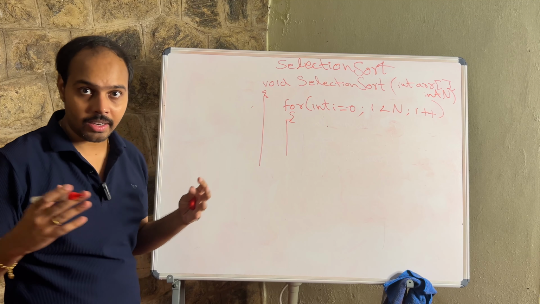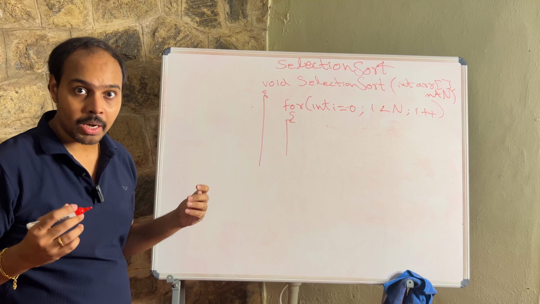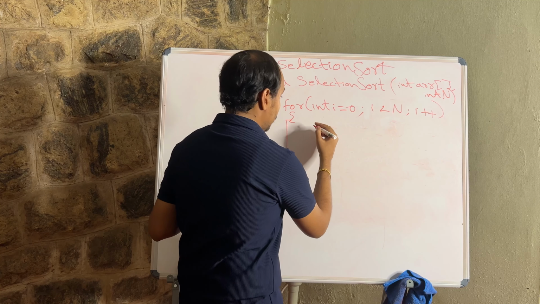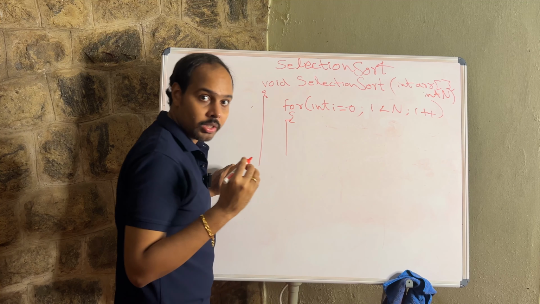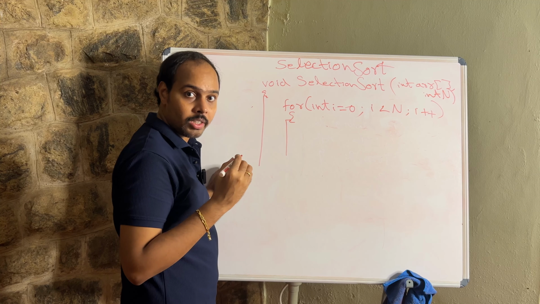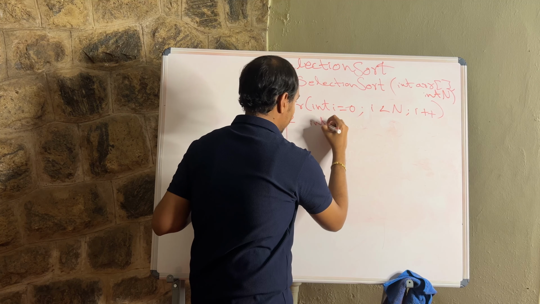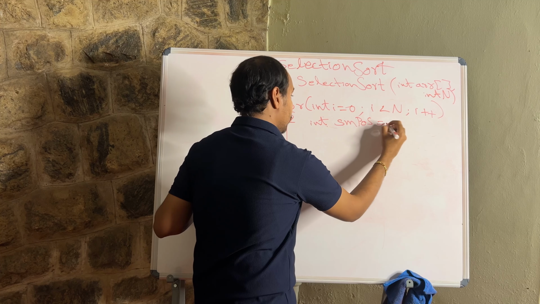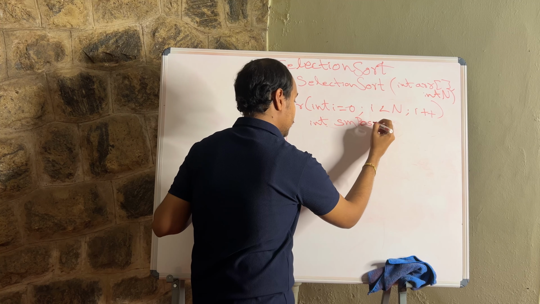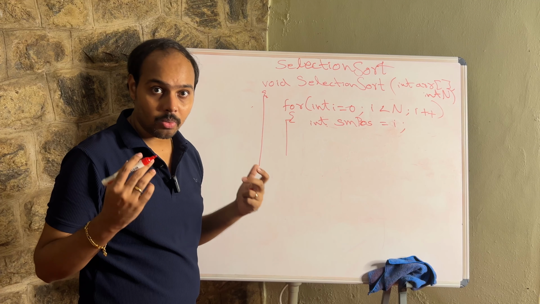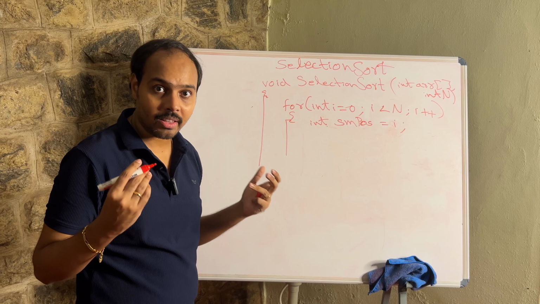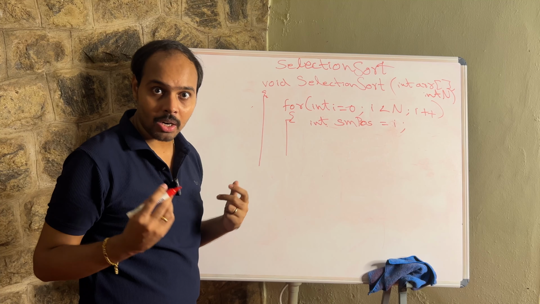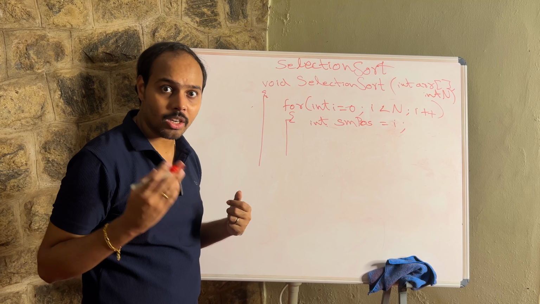We want to find the smallest element in the remaining part of the array and swap it with the current position. So we will consider the current position as the position with the smallest element initially. Int smallest position equal to i. The way to find the smallest element is compare the current element with the smallest element, and if it is smaller than the smallest element, then the current element is the new smallest element.